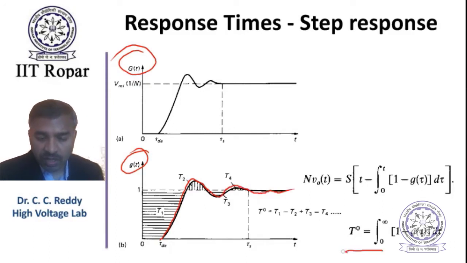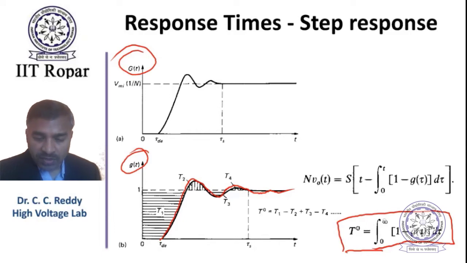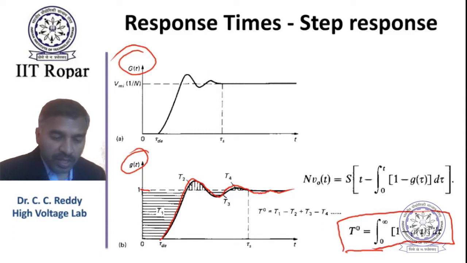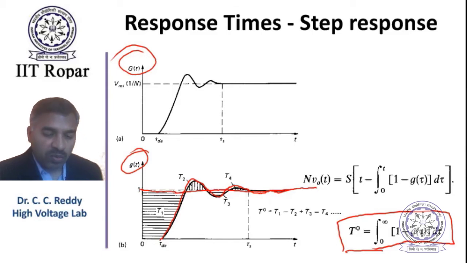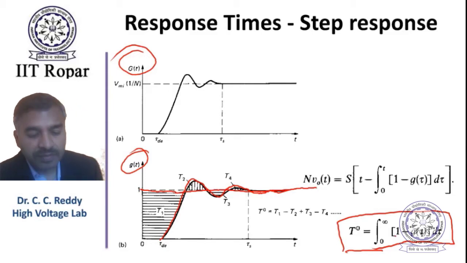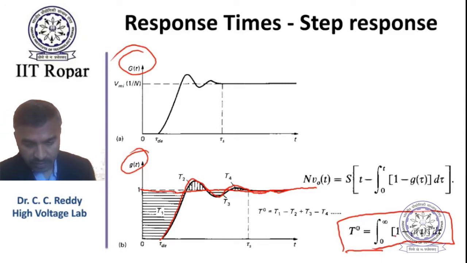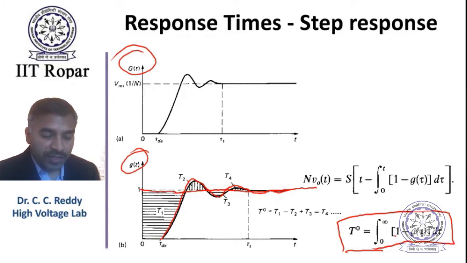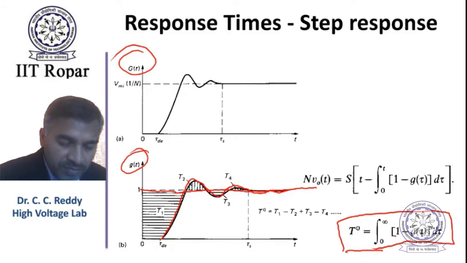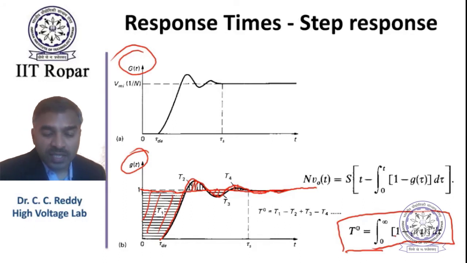Now let us see the definition of T naught. T naught means response time. It is the integral of 1 minus g of tau d tau. What is it actually? It is the shaded area in the figure. The shaded area, this one, and this one, and this one, like that. So this is what it will become.